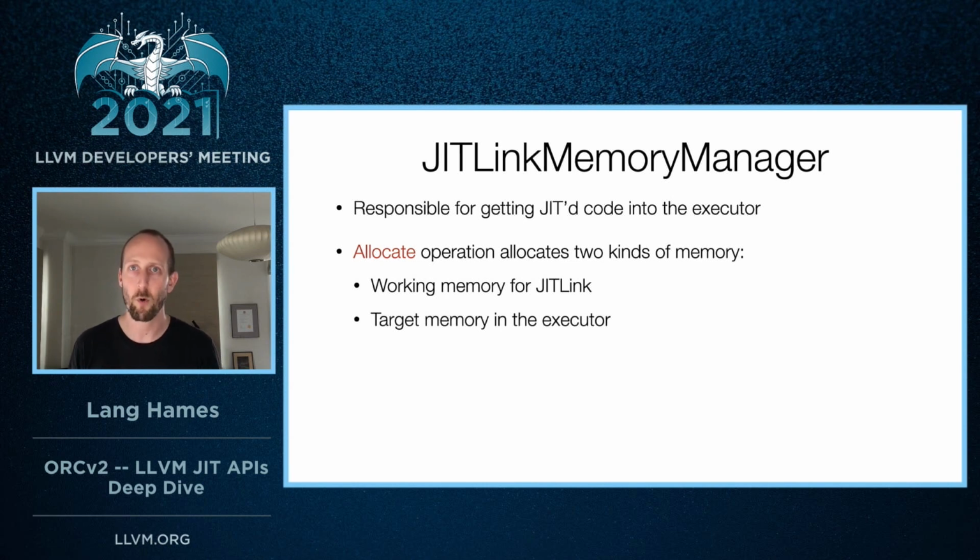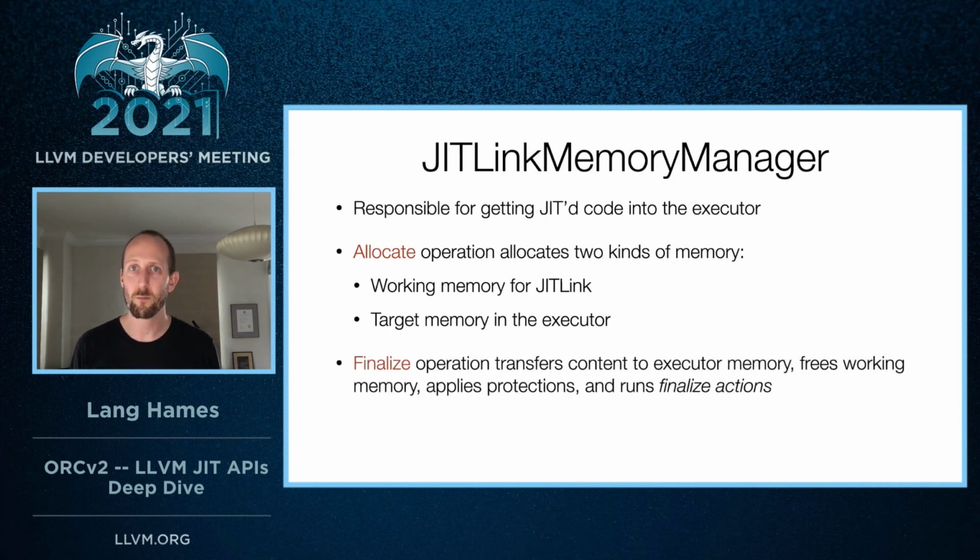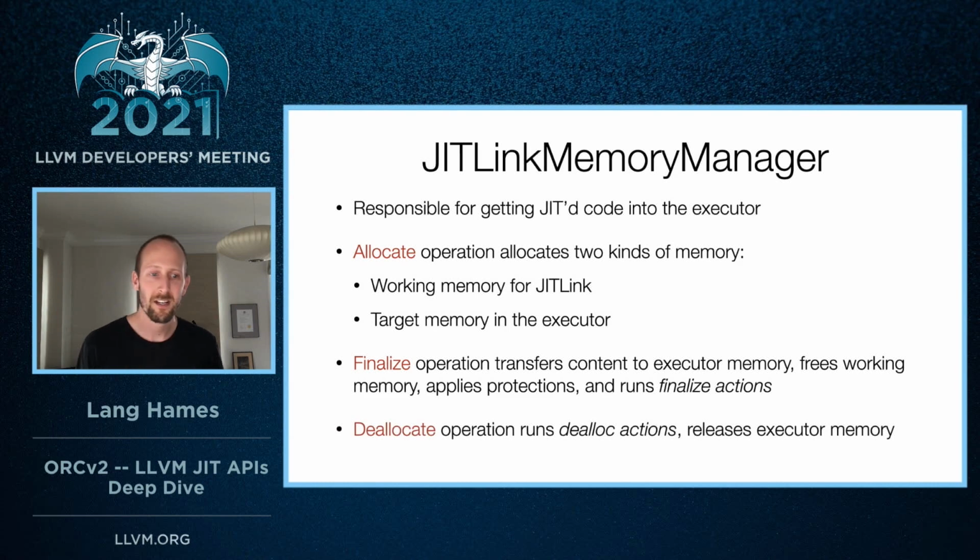So the working memory is what holds the block content while the linker is working on it. This is where we apply fix-ups. The target memory is the memory that resides in the executing process. There's a finalize operation, which is responsible for transferring the content from working memory to the executor memory. This then frees the working memory, applies memory protections, and then it runs finalization actions, which I'll talk about in a moment. Next up, the deallocate operation has to run deallocate actions, and then it releases executor memory. So those are the three things you need to write if you want to have a custom memory manager.